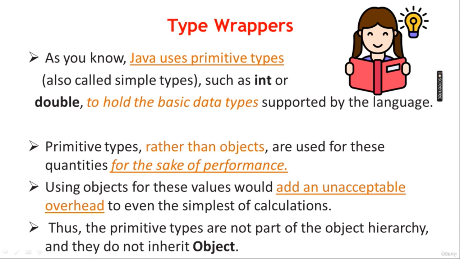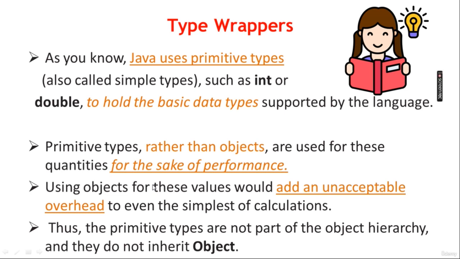Hello friends, in this session we are going to see some new topics related to enumerations, autoboxing and annotations. That is theory part 2 we are going to complete today. First of all, we will see type wrappers.